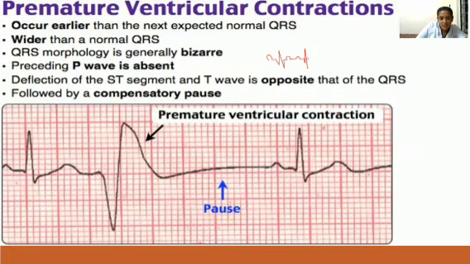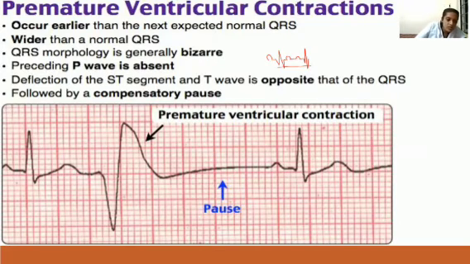I'm just drawing like this. So this is happening in a synchronized manner, no? After some time period, this will be happening. So we are expecting one QRS complex after a fixed interval. Before that, when we are expecting the QRS complex, this premature ventricular complex will appear.